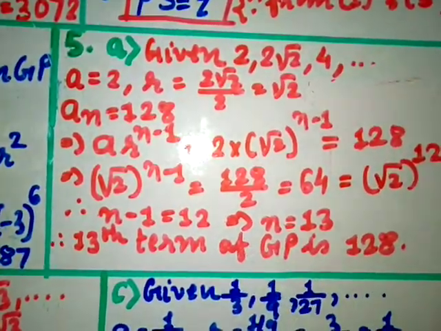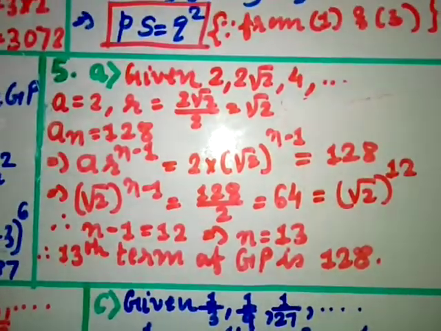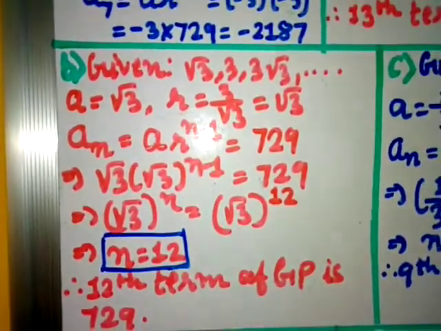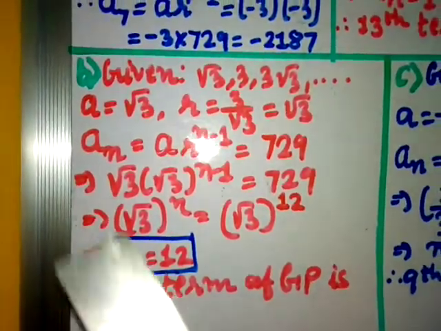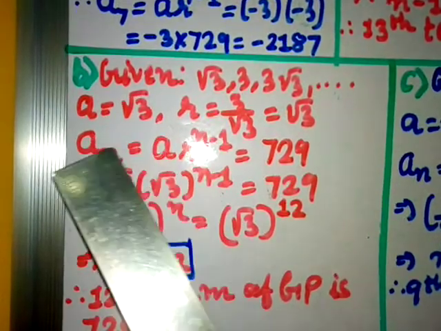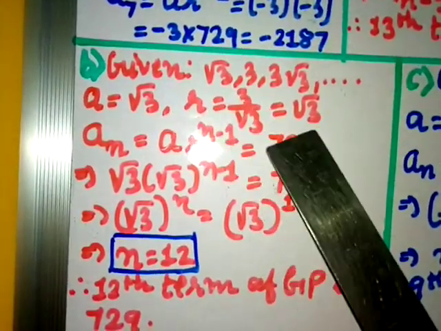That means n value is 13. So we can say the 13th term of the GP is 128. That is part A. In part B, we are given the GP root 3, 3 root 3 and so on. So here the first term is root 3, that is A, and the ratio R equal to 3 by root 3. So if you simplify this, you get root 3.